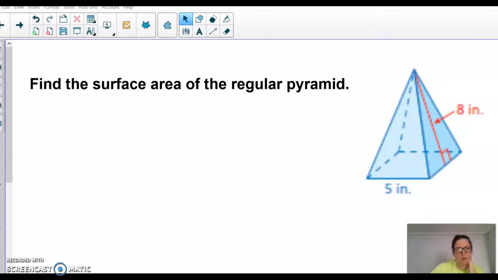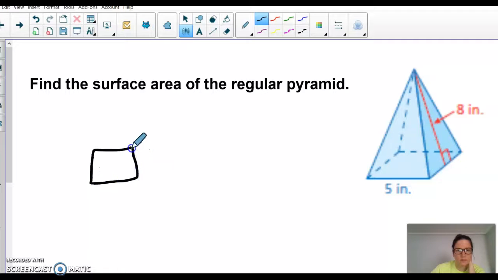Okay, so what you're going to do is find the surface area of a pyramid. And a pyramid can be drawn broken up in a net. So the base is right here, it's a square. So I have a square base.